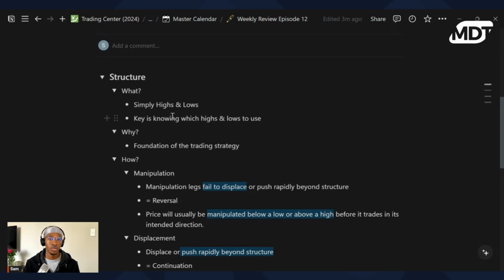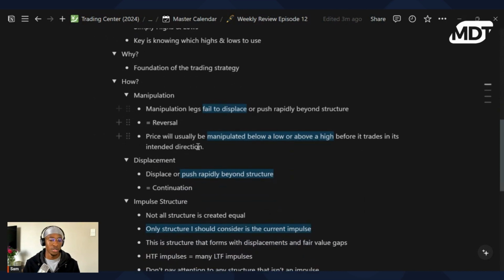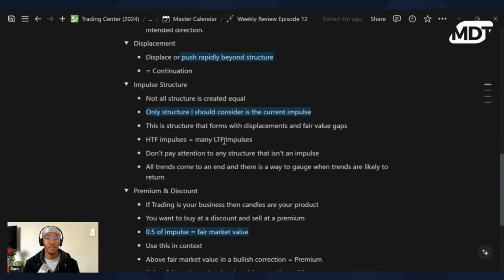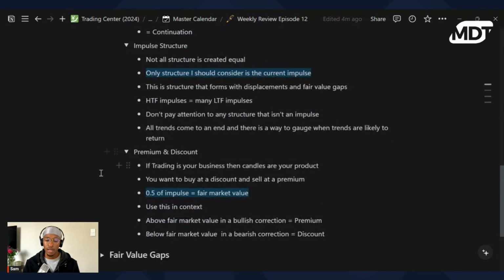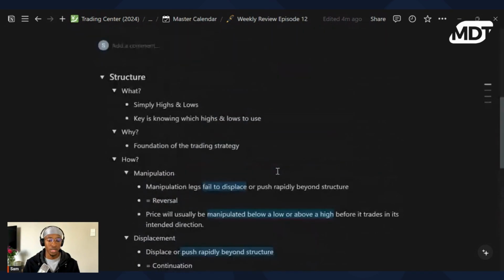You can have a close below a previous high or a low, and that doesn't necessarily constitute a shift of structure. And so, while structure is foundationally very important, because it is the foundation of any trading strategy, any trader you come across will mention structure to some degree. I think how structure is viewed or how it's implemented is a whole different game. How I'm looking at implementing structure, I basically look at manipulation, displacement, focusing on the impulse structure, and then there's a bit on premium and discount, which I'll come to.